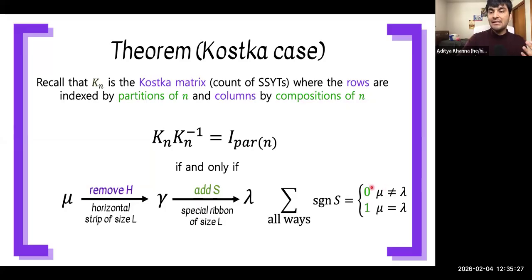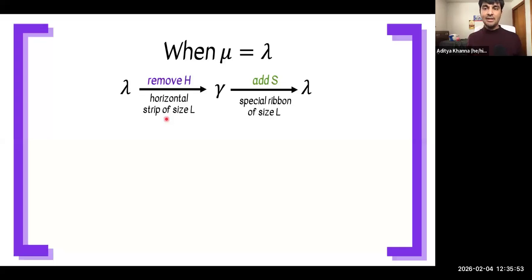If the total sign is 0 for mu not equal to lambda, and it should be 1 for mu equal to lambda, this is exactly the condition that the off-diagonal entries of an identity matrix are 0, while the diagonal entries are 1. So we'll be removing something and adding something and looking at signs. And it turns out that is enough to completely prove this particular thing. So let's look at the case when mu is equal to lambda. So I start with a shape, I end with the same shape, and I remove a horizontal strip, and I add a special ribbon.